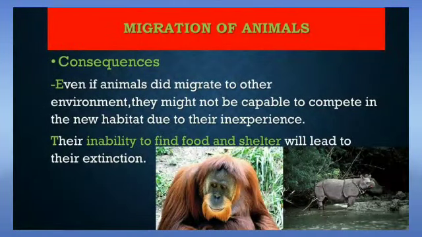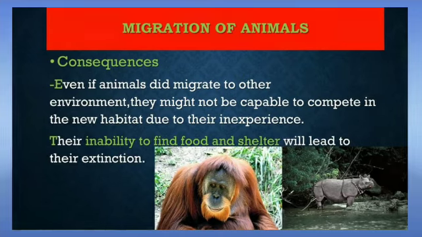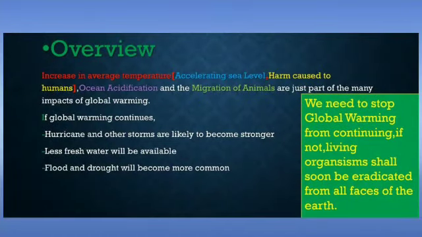Consequently, even if animals did migrate to other environments, they may not be capable of competing in the new habitat due to their inexperience. Their inability to find food and shelter will lead to their extinction. Overview. Increase in average temperature, accelerating sea level, harm caused to humans, ocean acidification, and the migration of animals are just part of the many impacts of global warming.